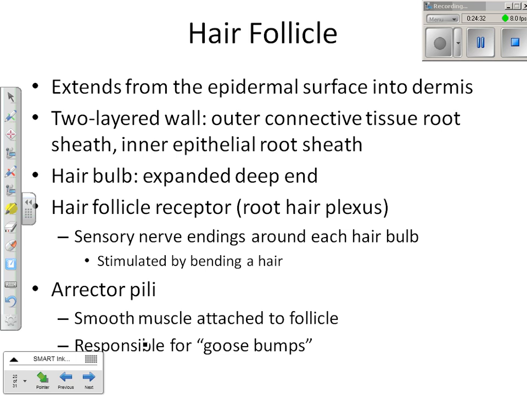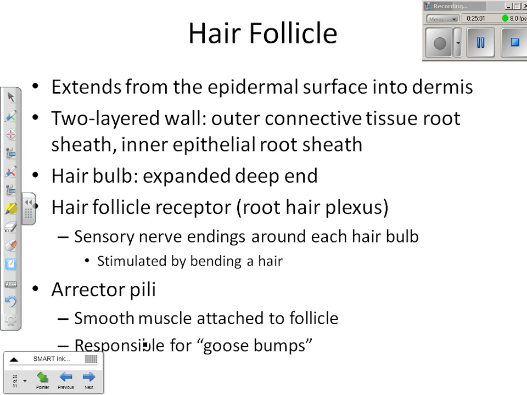Of course, it extends from the epidermal surface into the dermis. You saw it goes pretty deep into the dermis. It has a two-layered wall. It's an outer connective tissue root sheath. Inside, you saw the epithelial tissue. You could see that in the microscope picture. It has a bulb that expands deep into the dermis. There's a receptor and has a nerve supply. You saw that, the root hair plexus. So each individual hair has these nerve endings.